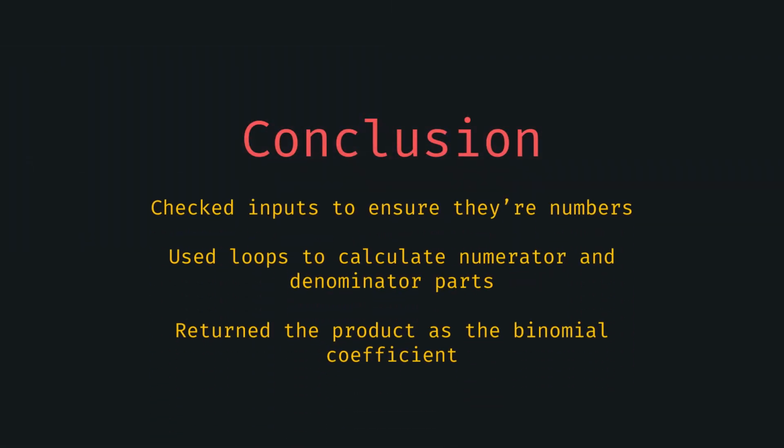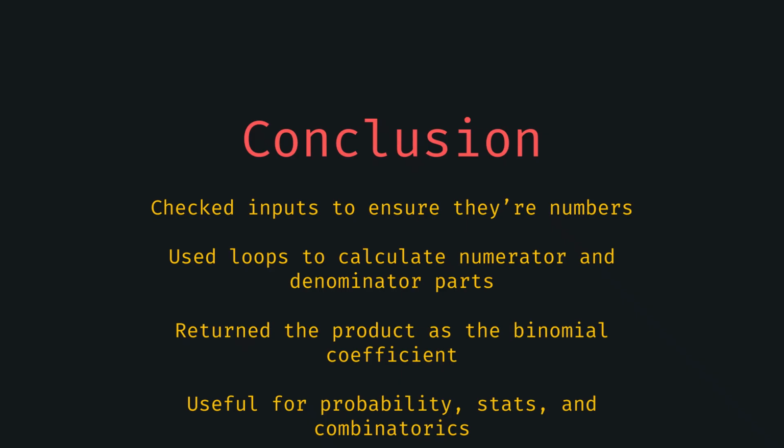That is how you evaluate a binomial coefficient using JavaScript. In summary, we've built a loop-based approach that is efficient and clear. This method also avoids huge factorials and keeps things precise.